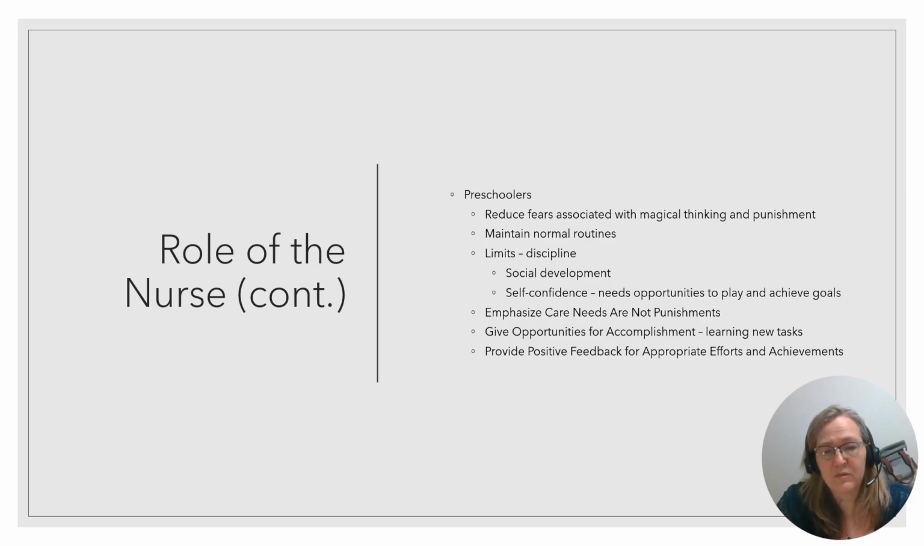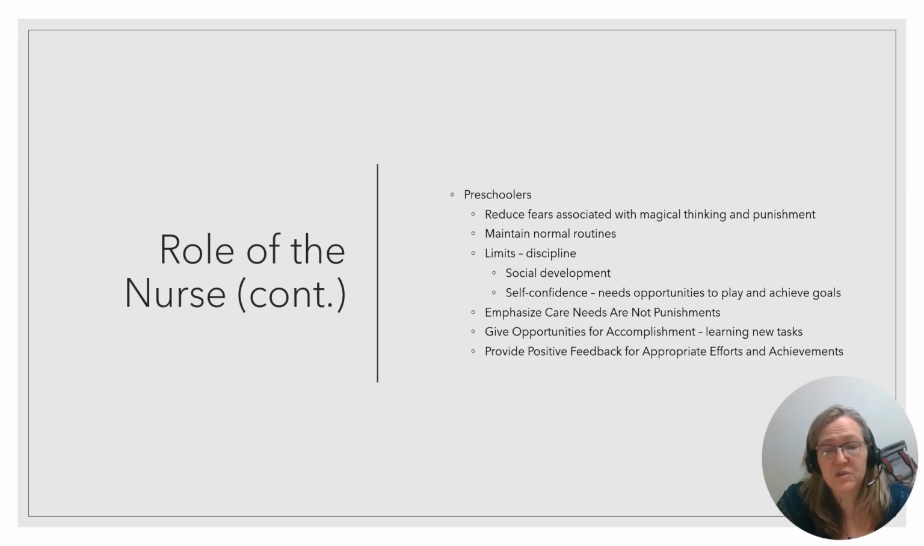Also, again, with this age group, they can start to have more serious discipline issues, and this age group really needs to start socializing. So you want to help the family provide that discipline, the social development, and also increase their self-confidence. Always recognize that they need opportunities to play and to achieve goals, because that's the role of the Erikson stage they're in during this age group.